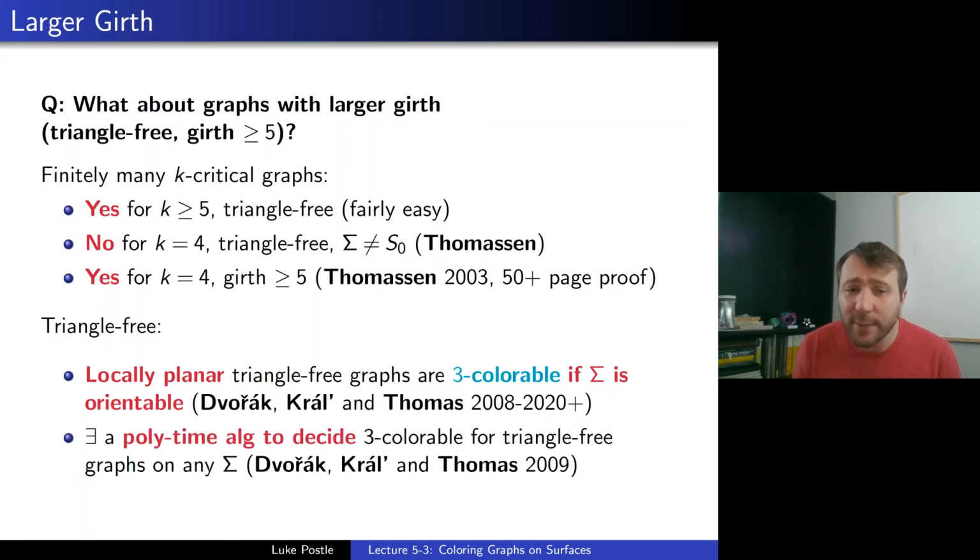And it turns out there is a polytime algorithm to decide for any surface the 3-colorability for triangle-free graphs, and also by Dvořák, Kráľ, and Thomas. Again, this was this work of theirs. It's really a series of like 7 papers that also proves Havel's conjecture we mentioned for the plane. And so it kind of started in 2008 and is ongoing, but in 2009 they had written up the algorithm. Okay, so then that's large girth.